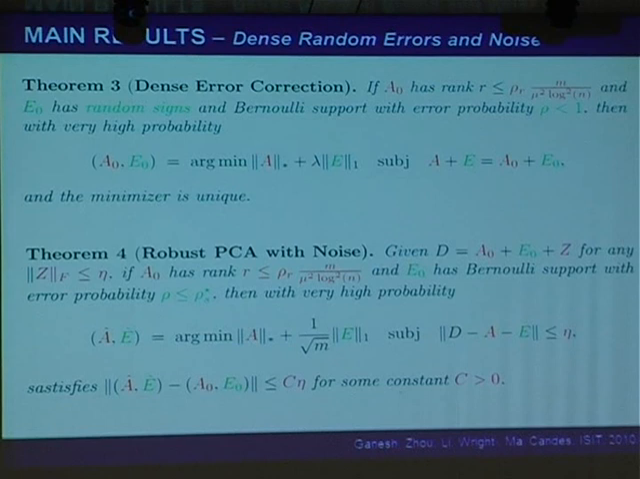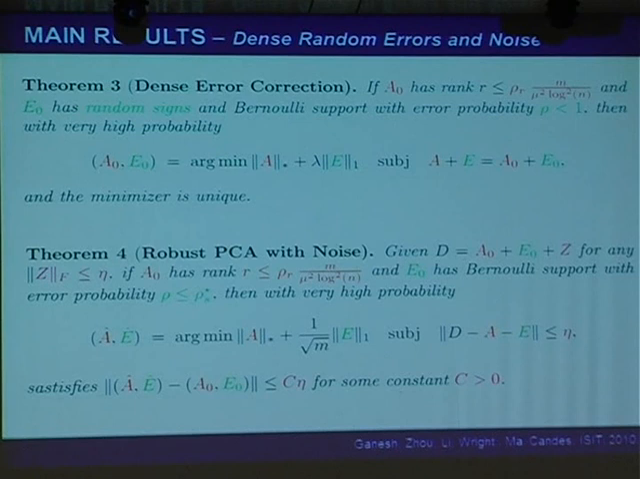How far can you go with tolerating the errors? Actually, it's surprisingly far. If the sign of the error is random, 50-50, positive, negative, then something very striking happens. The percentage of corrupted entries can approach 100% as the matrix gets large. So basically, you start with trying to correct a sparse number of entries. It turns out that the algorithm gives you more. You can correct dense errors, arbitrary corruptions, right? By solving the convex optimization.